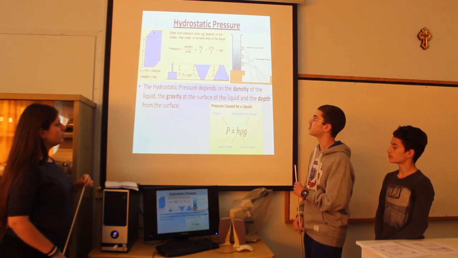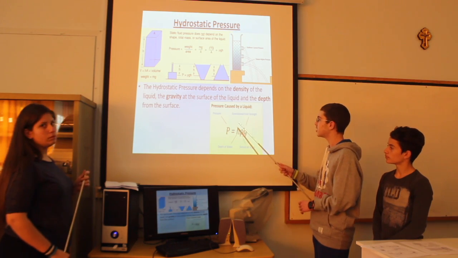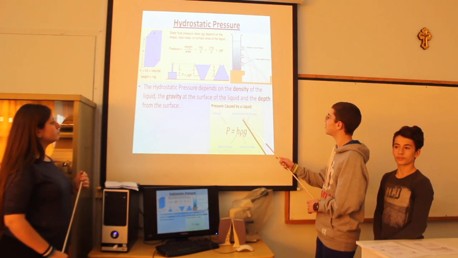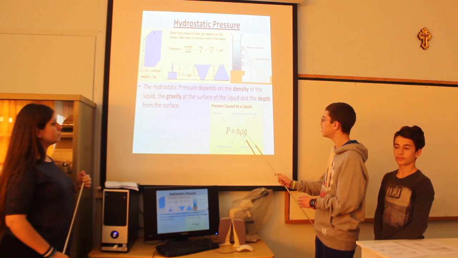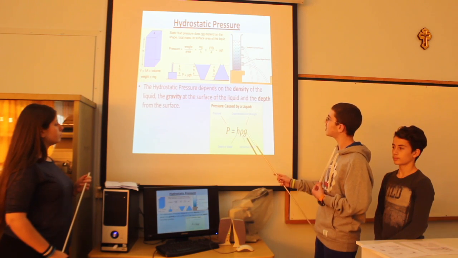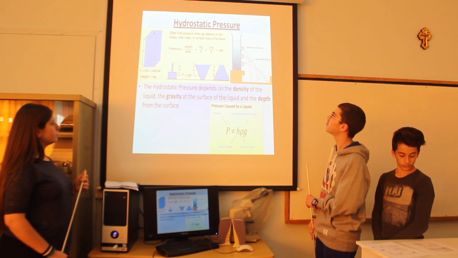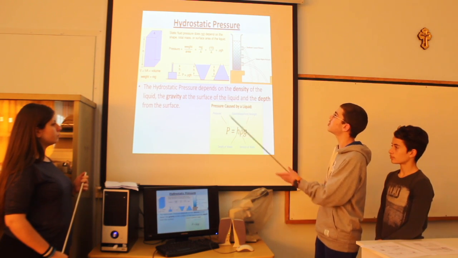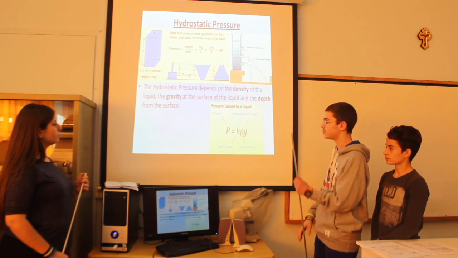Now, hydrostatic pressure. The hydrostatic pressure depends on the density of the liquid, the gravitational field strength, and also the depth from the surface of the liquid. Static fluid pressure does not depend on the shape, total mass, or surface area of the liquid.